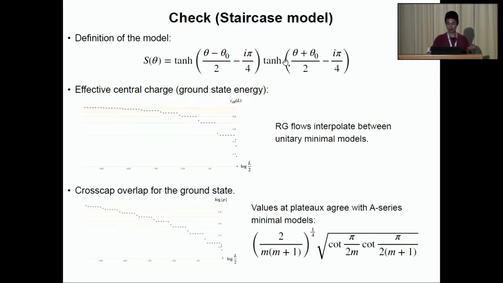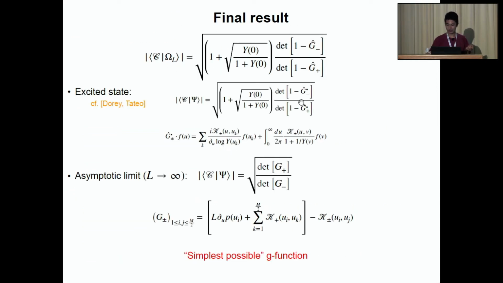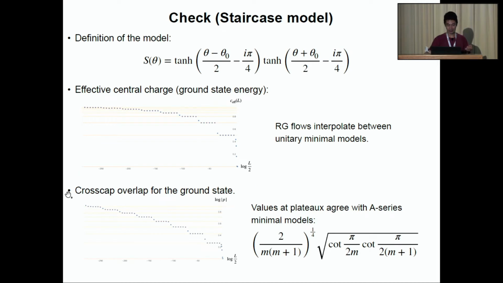So we just took this model and applied this formula, and again we saw that the crosscap overlap also exhibits a series of plateaux. If you compute the values at the plateaux, it exactly reproduces the crosscap overlap for the A-series minimal models for the ground state, which we also computed using the modular S matrix with the CFT technique, and both agree perfectly.